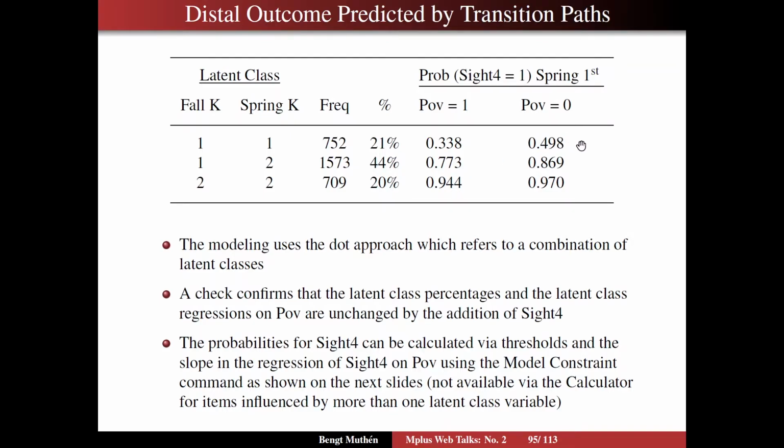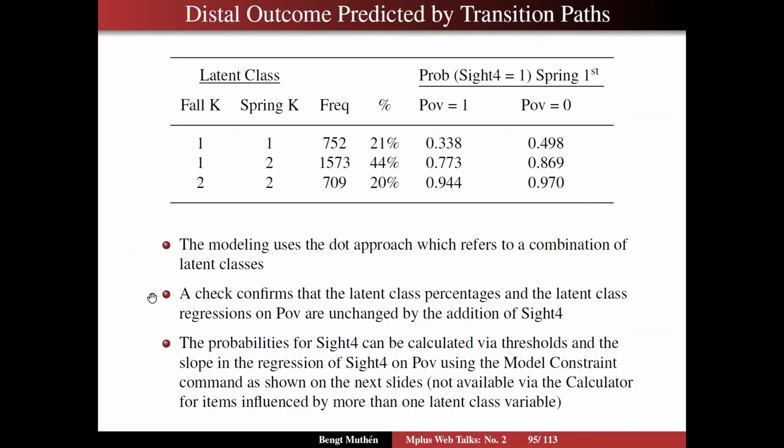Now with poverty equals 0, you have a much higher probability of getting that sight word item right in all 3 of the transition paths. So that's higher than that, this is higher than that, that's higher than that. To do this kind of modeling then is an exercise in using this dot approach, which refers to a combination of latent classes. I'm going to show you the Mplus script for that in detail.